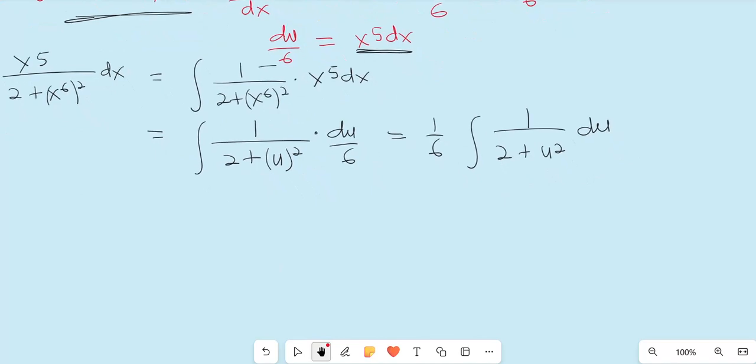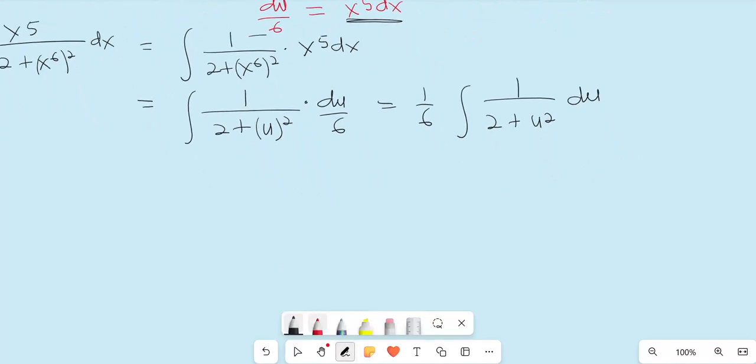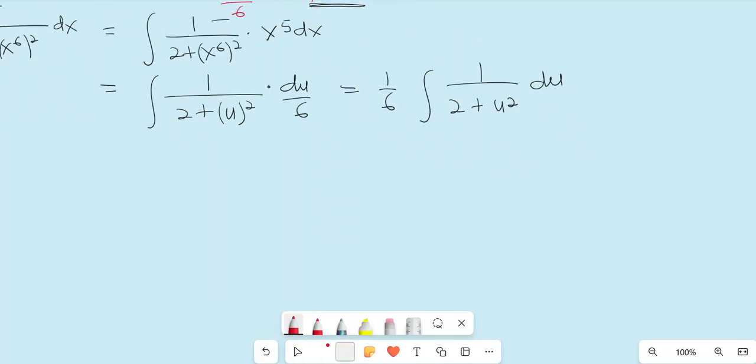So we are going to use another sub from here. This is now a trig sub, tangent. So we can let u be equal to square root of 2 tan of theta. We can't let u be equal to 2 tan theta because the square of 2 is going to be 4, which is not matching with the 2 here. So the square of the square root of 2 is 2, which will help us to factorize the 2 out and use the Pythagorean identity of trig.